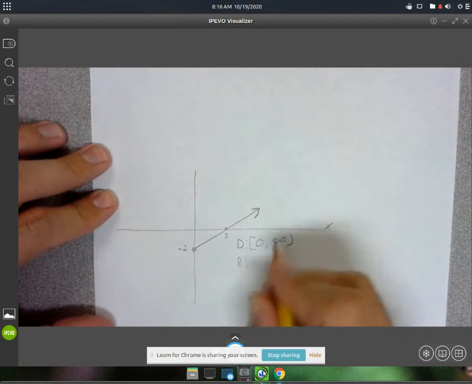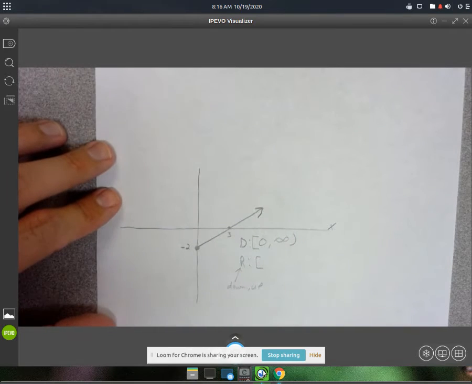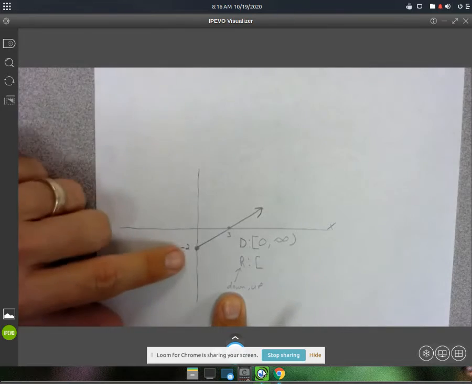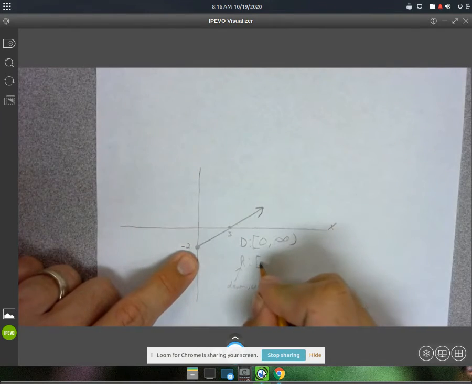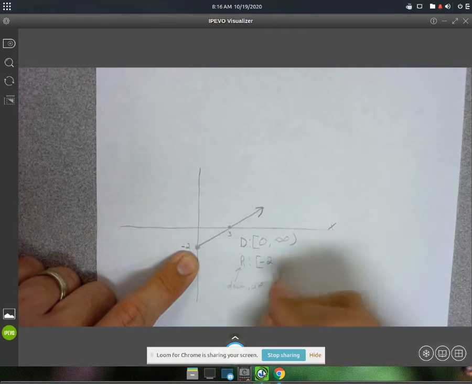Your range. So these are your outputs, or your y values. So this is going to be how far down and how far up. Well, the furthest that it gets down is right here, and that's at -2. And then it goes up and to the right forever. So -2 to infinity.